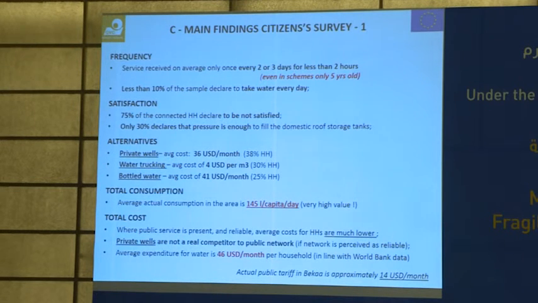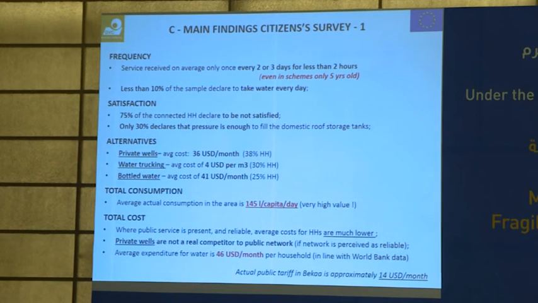The alternatives they're using are private wells, which have quite an important cost per month of $36 for those that are using them, water trucking with an average cost of $4 per cubic meter, and bottled water, which has been estimated at an average cost of around $40 per month for the 25% of people that are using it. The total consumption with such a highly expensive mix of water provision is around 145 liters per capita per day. This data is also in line with other surveys done in the past. So already with such an expensive cost for the water, people are consuming a very high quantity of water.